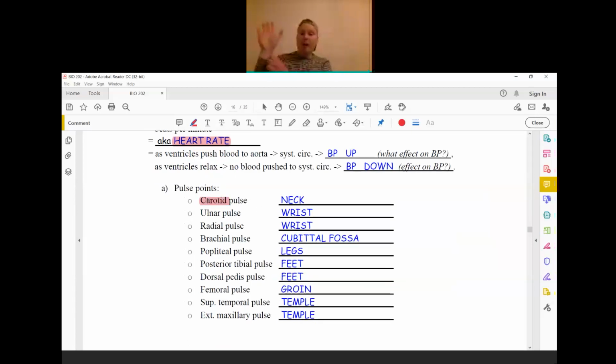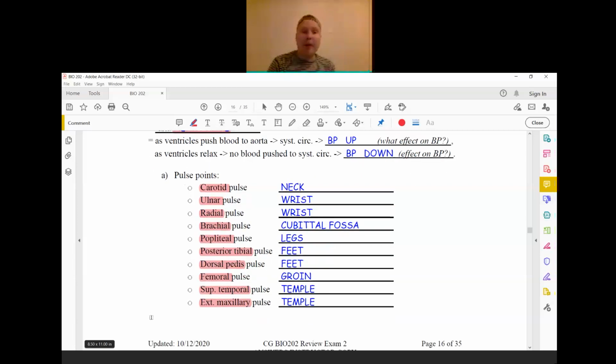Carotid pulse from the neck, which is the most common. Ulnar pulse from the pinky side at the wrist. Radial pulse from the thumb side on the wrist. Brachial pulse measured from the cubital fossa, so on the other side of the elbow. Popliteal pulse measured from the leg. You can measure posterior tibial or dorsalis pedis pulse from the feet, femoral pulse from the groin, and superficial temporal pulse and external maxillary pulse from the temple of your head or your skull.